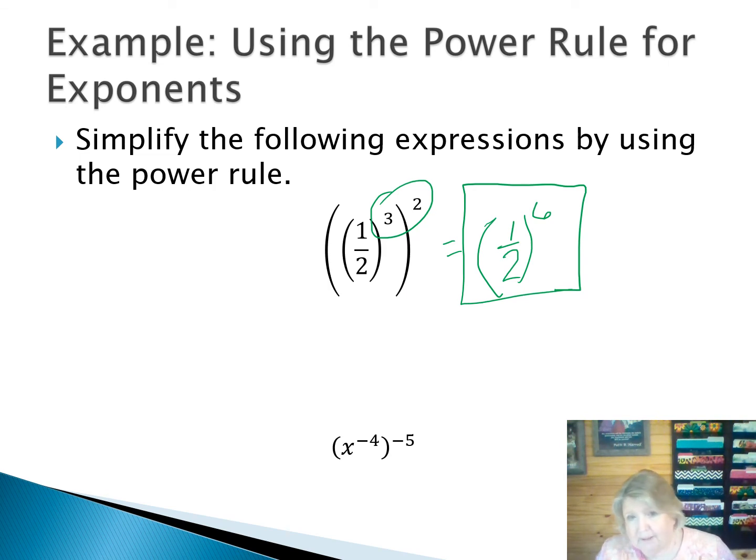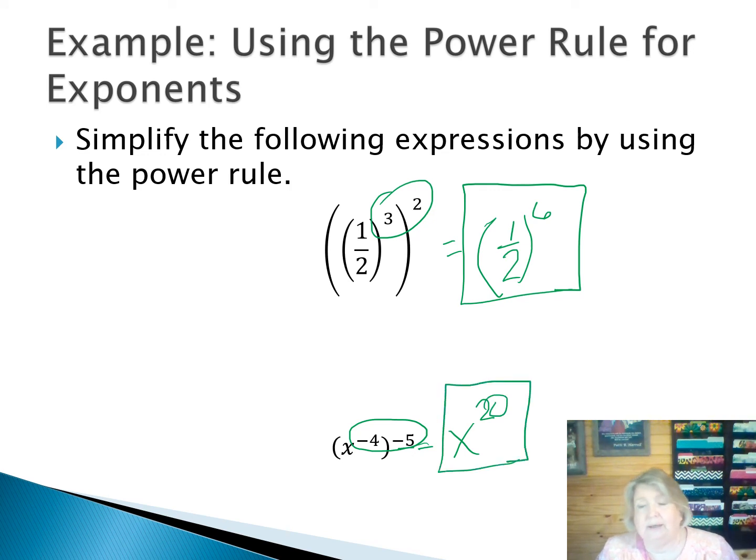One more time down here at the bottom. X is my base, he's going to stay my base. And since I've raised the power of negative 4 to the power of negative 5, I'm going to multiply those 2 powers and get a positive 20. And so x to the 20 is my final answer.